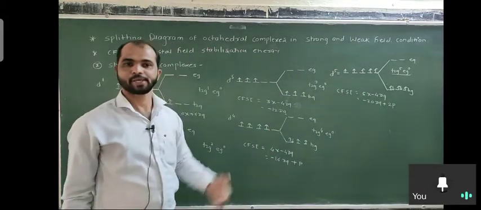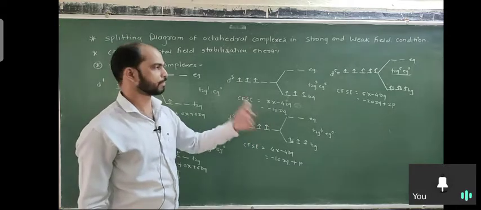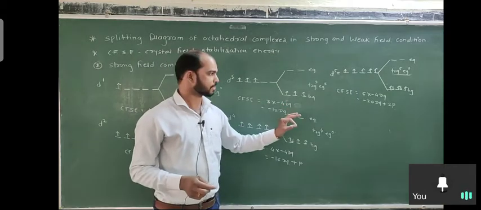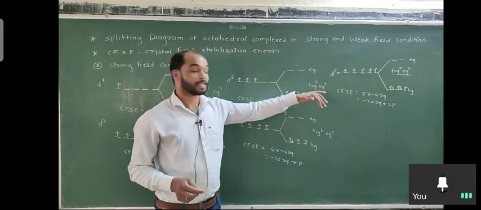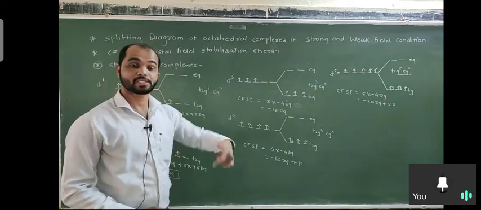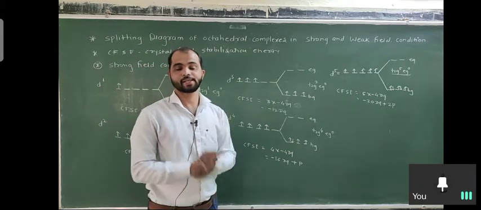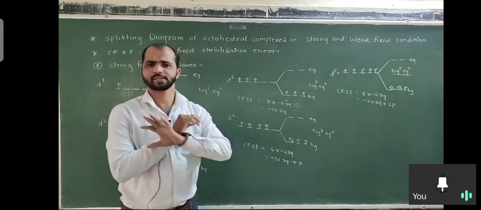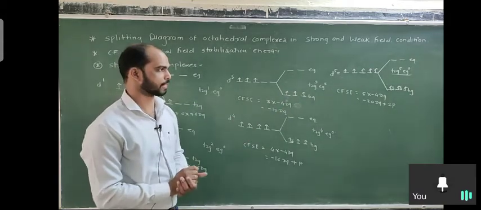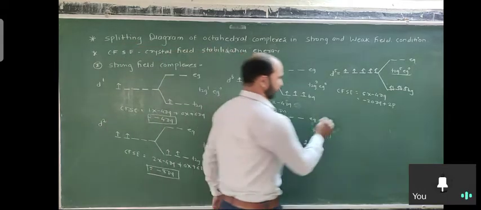The number of pairs is mentioned there: 2P, 3P, 4P, whatever, 5P. So mention the energies there. That means here the pairing energies exist. When pairing energies exist, if CFSE is 0, that time pairing energy is not important. That time pairing energy is directly considered as 0, because we will discuss it later in the next example. Okay, so here next, d6.